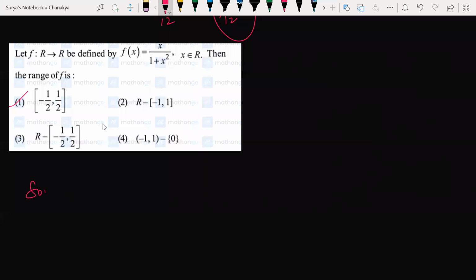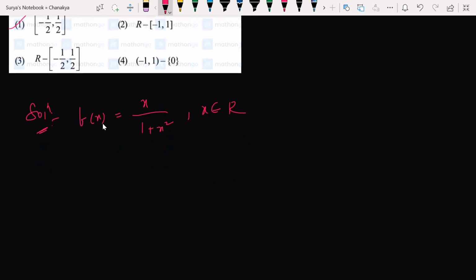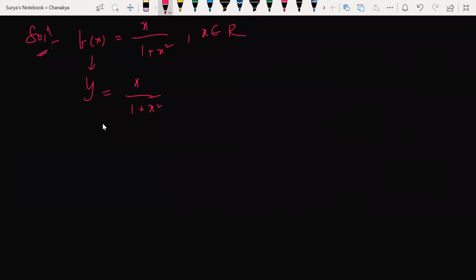Look at it here. f of x is equal to x by 1 plus x square, where x belongs to R, real numbers, right? Range of this function is what? See, very simple. What I told you: you have to consider this as y, and you have to write y function in terms of x. So y plus x square y is equal to x. So x square y minus x plus y is equal to 0. So what is the value of x here?